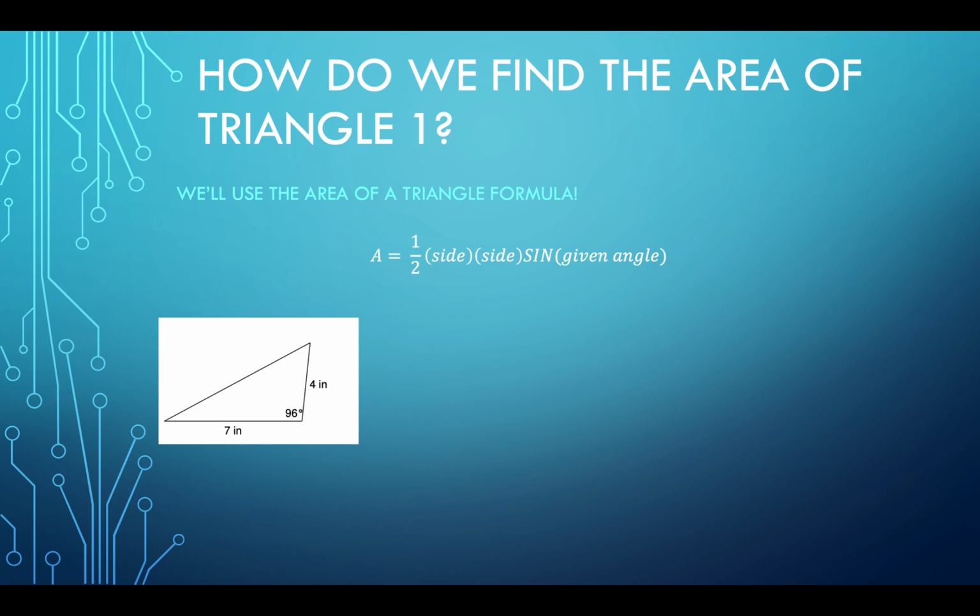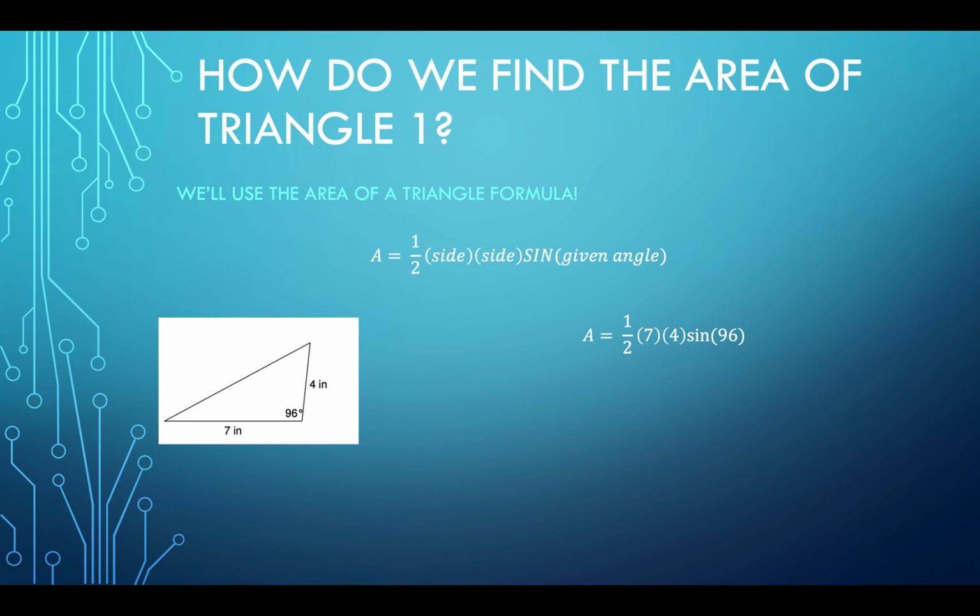So our two sides, what are they? 7 and 4. What's our angle? 96 degrees. So we're just going to plug the two sides into where it says side, and plug our angle in for where it says given angle. What's important here is that our calculators are in degree mode and not in radian mode, because if we're in radians, our answers are going to be thrown off a little bit.